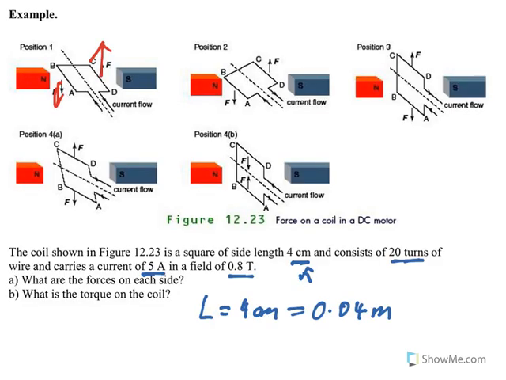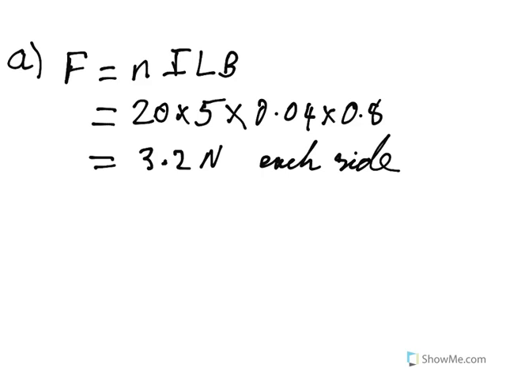Alright, part B. Part B says, what is the torque on the coil? Alright, so torque we know is, oops, I don't know why I did that. Let's get rid of those. Torque, as we know, is force times the radius. Now the question is, what is the radius?